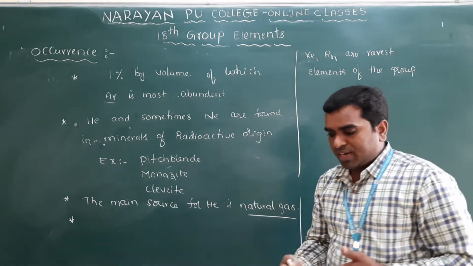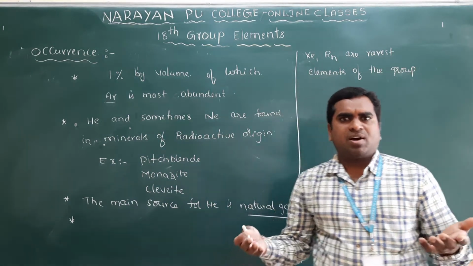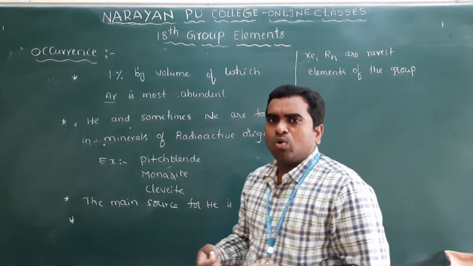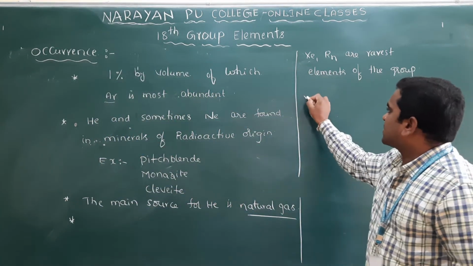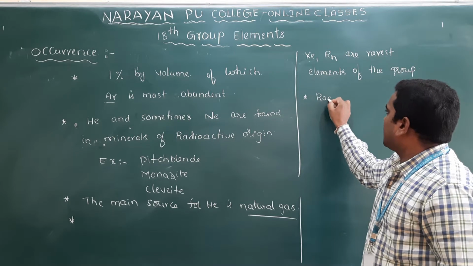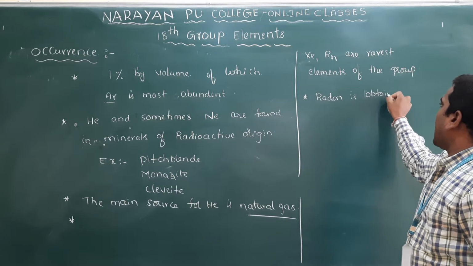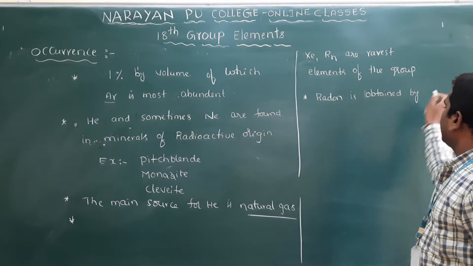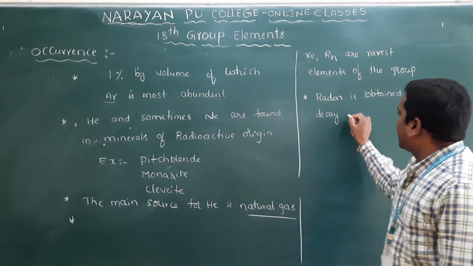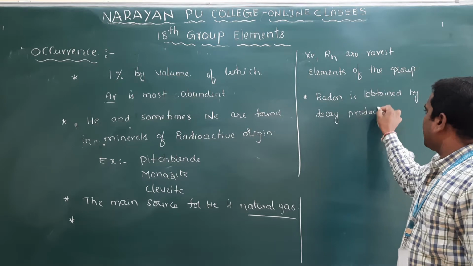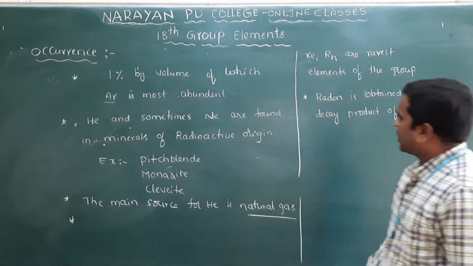Clear? So radium, when it undergoes decay, releases alpha, beta, gamma rays. So when radium undergoes disintegration, what will it form here? Radon. So that is radon. Radon is obtained by the decay product of what? Radium. Decay product of radium.